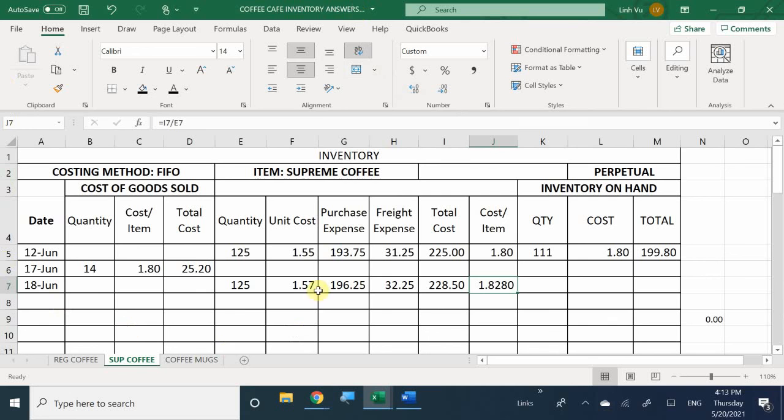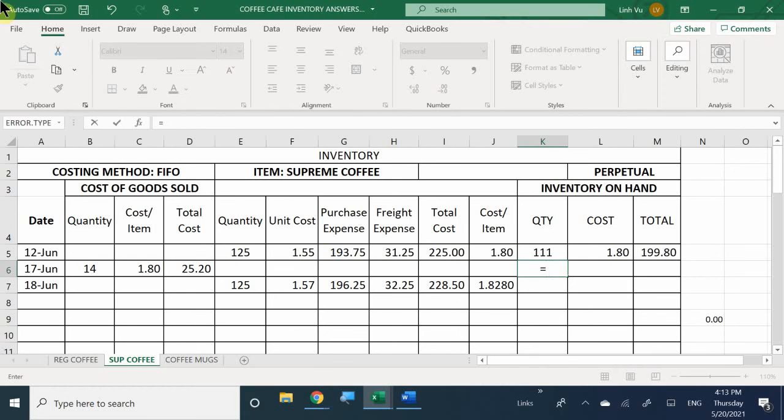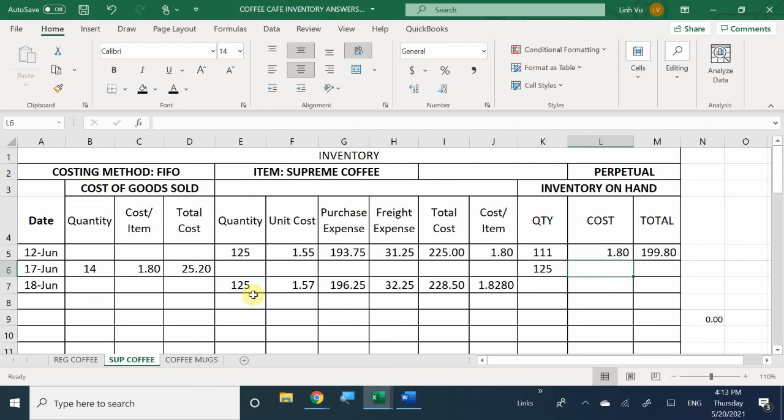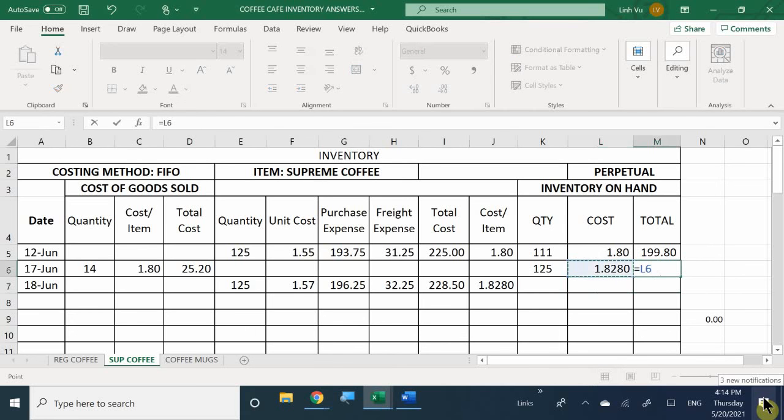So in this case, now that I've made a second batch of purchases of inventory, what do I do here? I'm going to transfer it over. So here I have 125, costing me a total of $1.828. And this should be a formula.